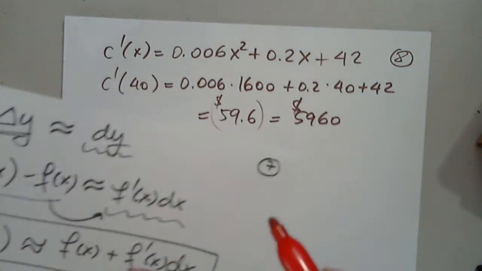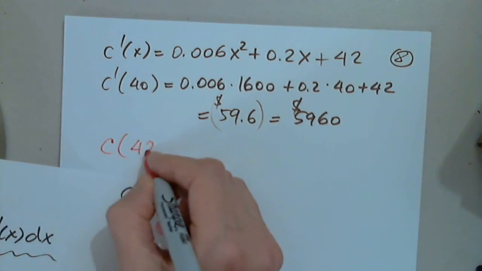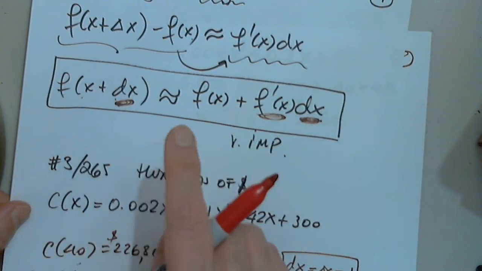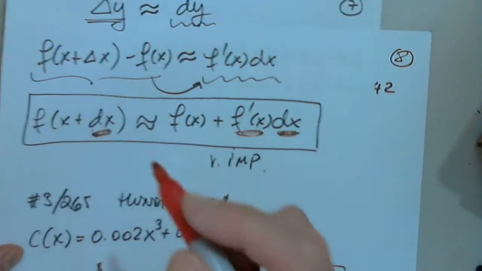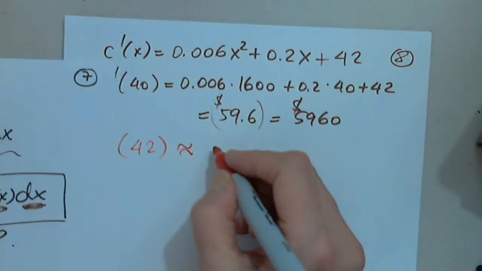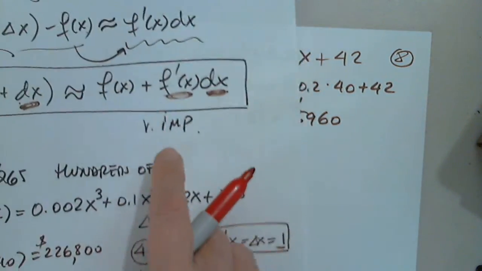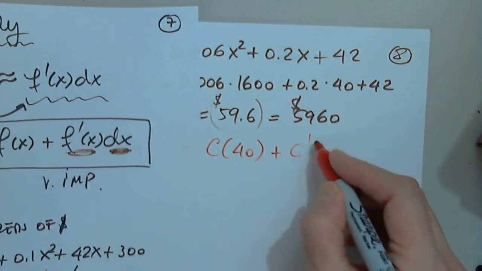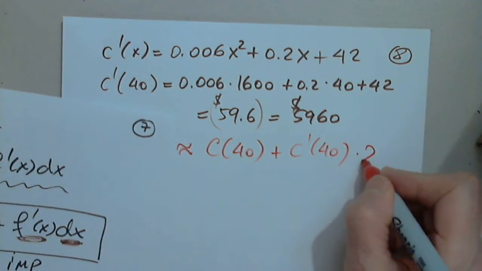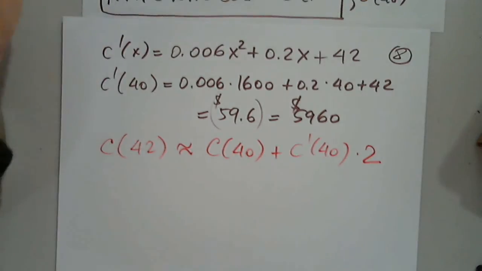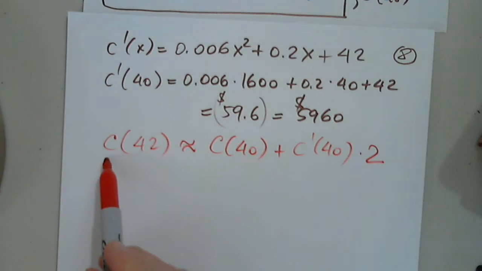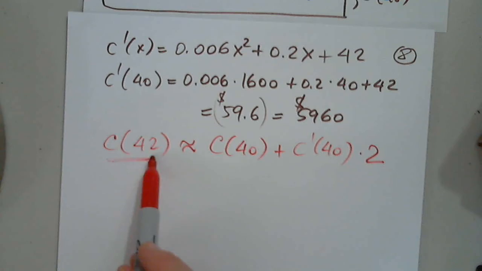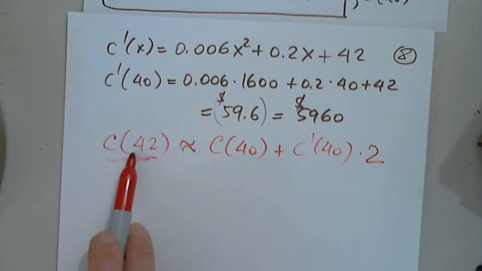So this is the formula we're going to use. We're asked to find the cost of 42, estimating the cost of 42. So if this is 40 plus 2, this is approximately C of 40 plus C prime of 40 times 2. This is the approximate. If they want the exact, then we have to find C of 42 minus C of 40. But they don't want that. They just want us to approximate. Use marginal cost to estimate the daily cost of increasing production to 42.